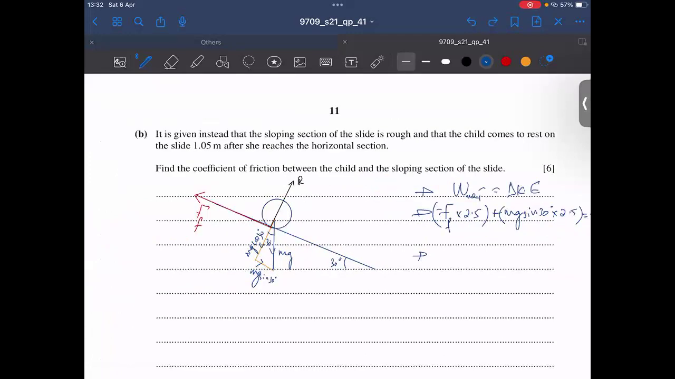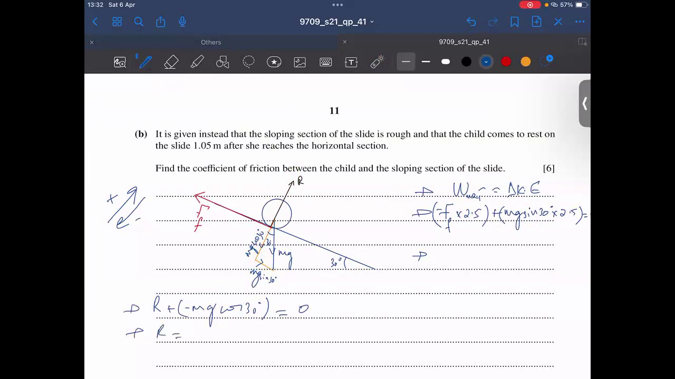Let me apply Newton's second law in the direction perpendicular to the plane, and I'm going to take positive and negative like this. So I'm going to have R as positive minus the component of gravity that is perpendicular to the plane, mg cos 30, equals 0, because there's no acceleration of the particle perpendicular to the plane.